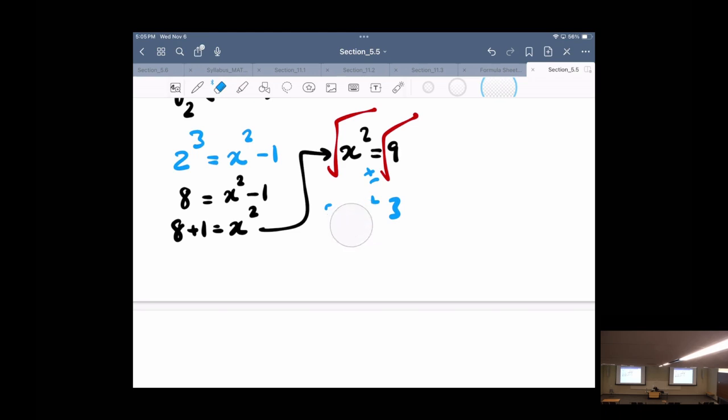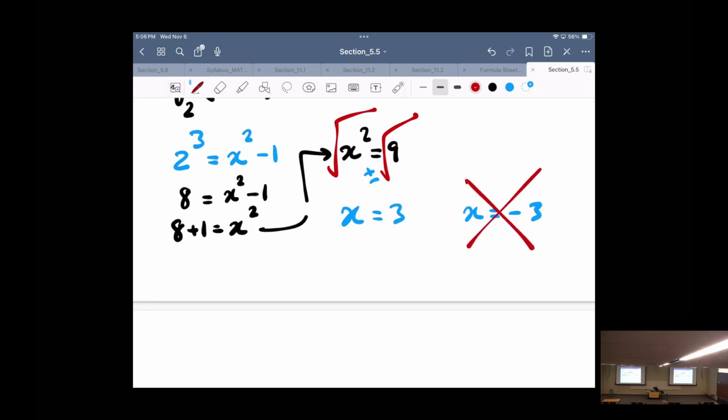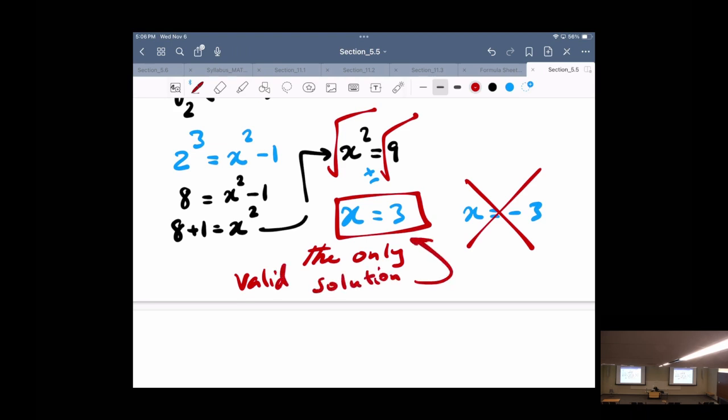So let me write it separately first. So x equals 3, x equals negative 3. Now that one we just checked. It's not a solution. So the only valid solution is this one. Okay, so you have to check back, make sure that the x values that you obtain check out in the original expression.